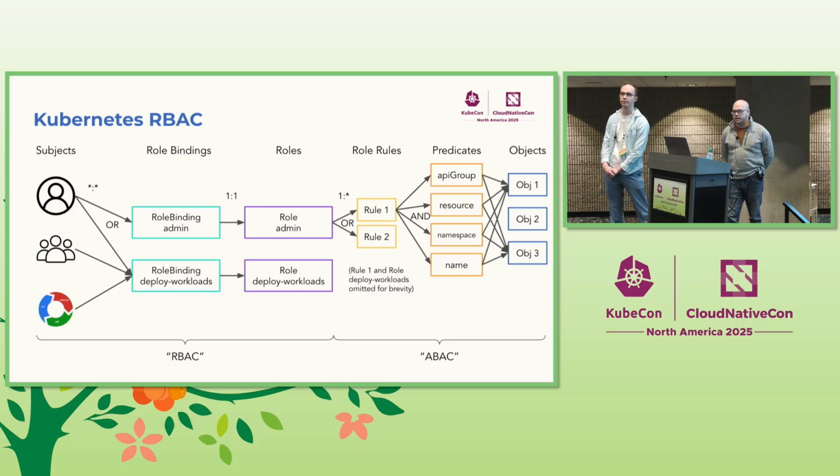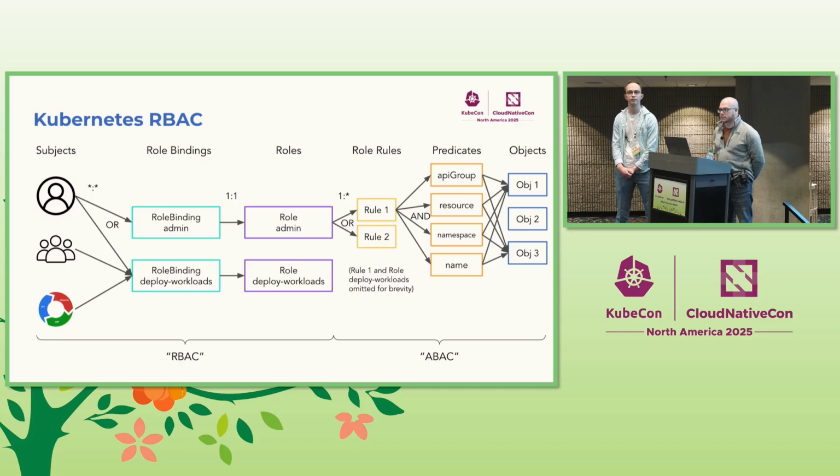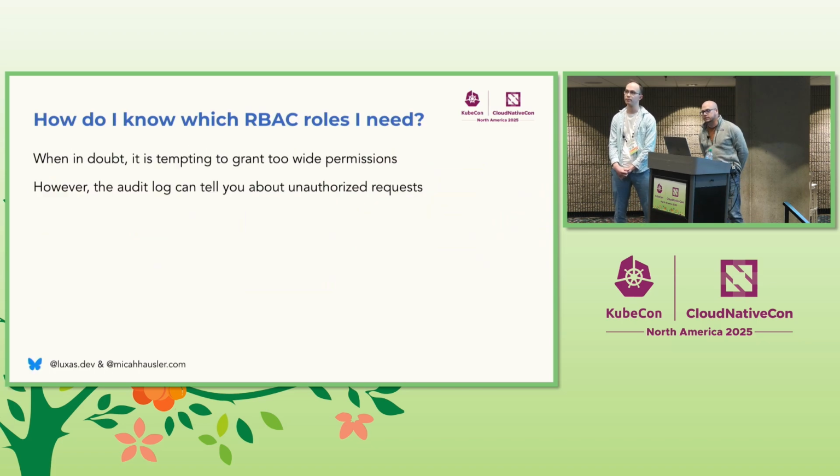So really, on the left side of this slide, you can see that we have truly role-based access control on these roles and role bindings. But then we have these attribute-based access controls on the rules themselves, the predicates within those rules, and their relation to the actual objects in the system.